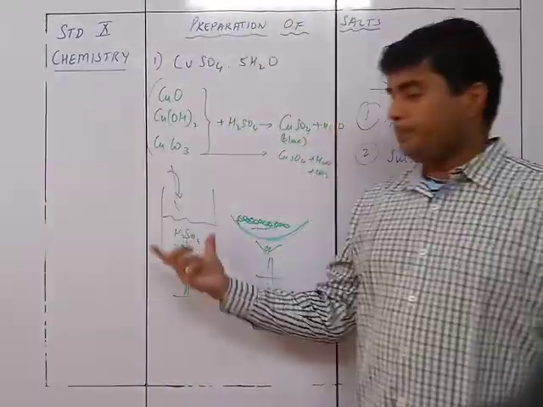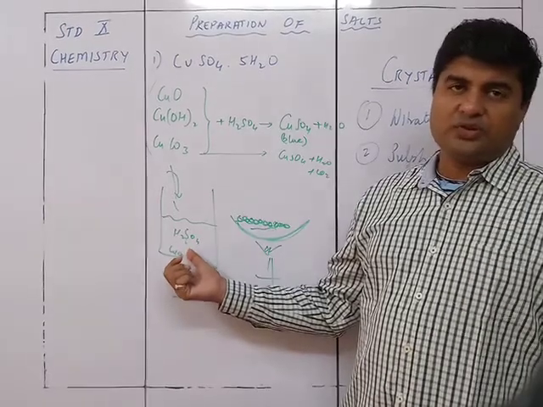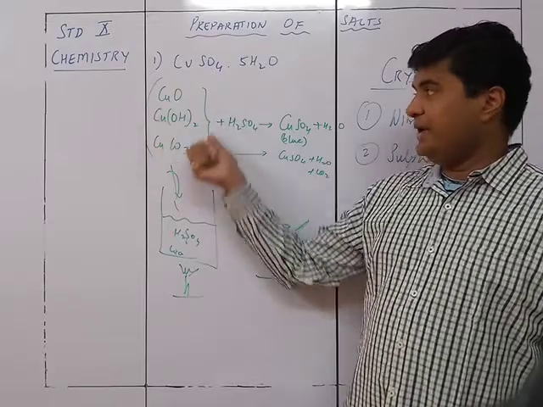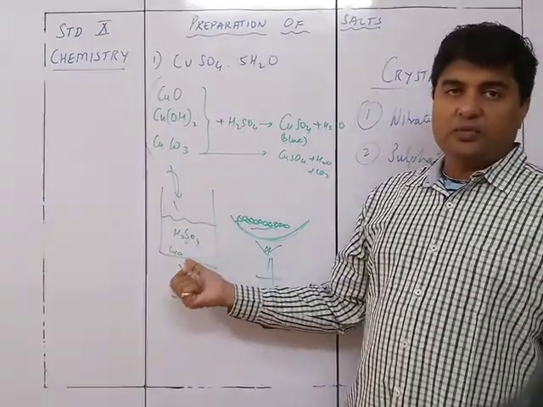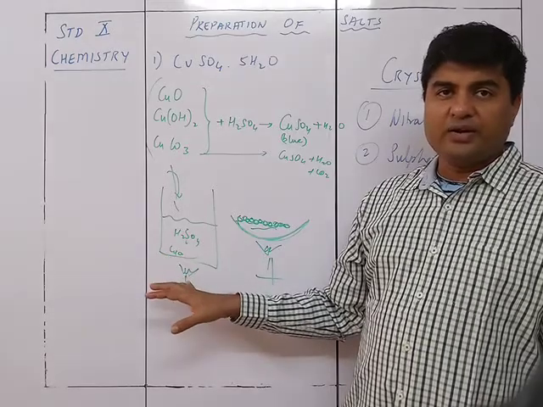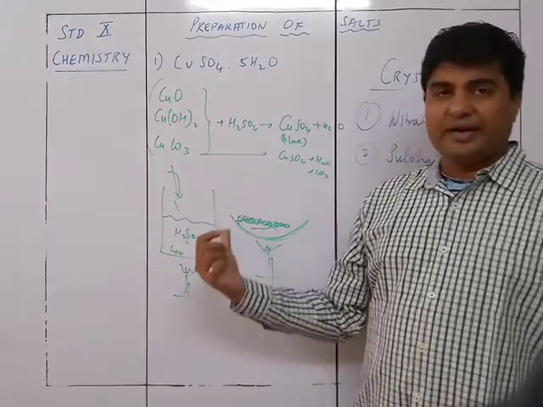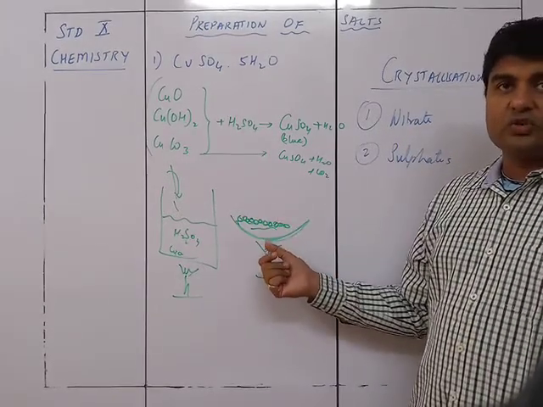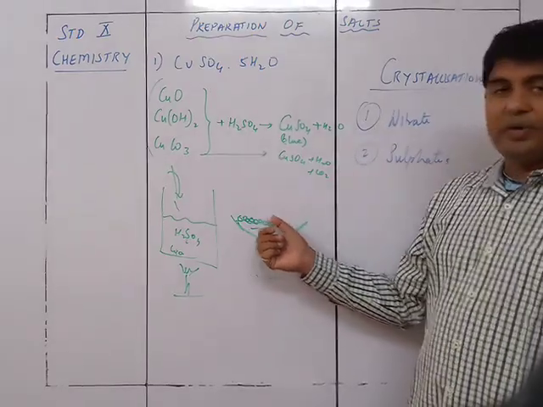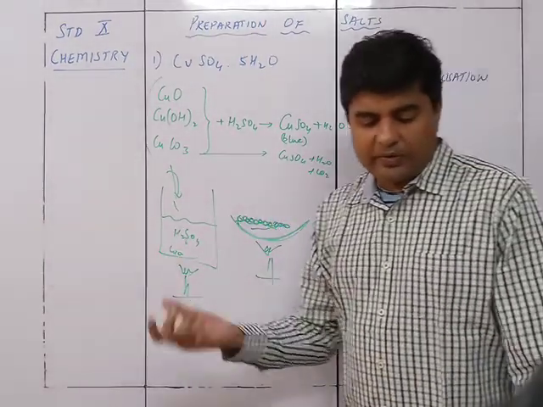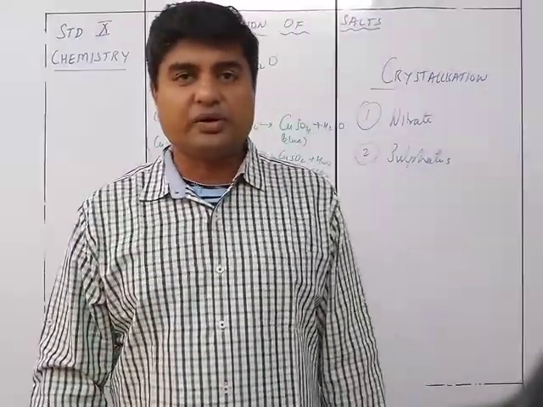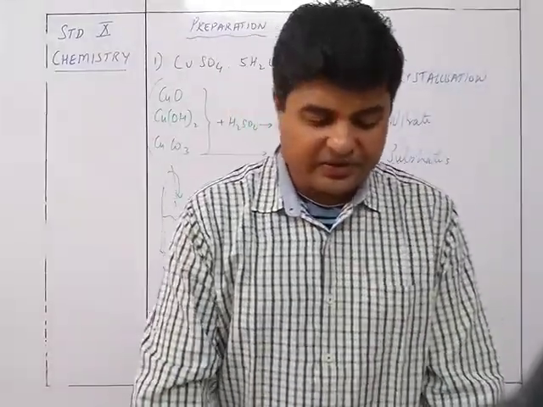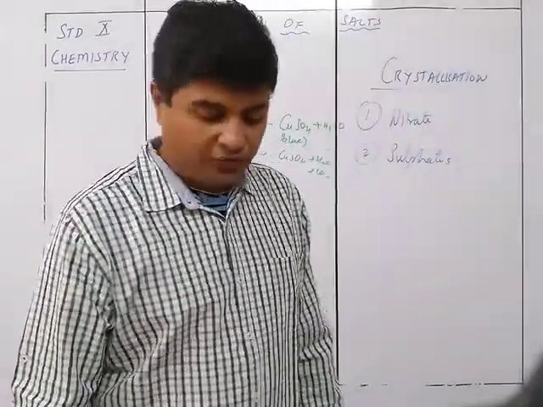So very simple. In a beaker you take H2SO4, a dilute H2SO4, and you add any of these three inside it. Stir it with slow heating so that there is no residue left. Then you filter it out. After filtering, whatever remains you put in the evaporating dish. Start heating it so the water evaporates and you start getting crystals. You filter the crystals out and dry them to give you CuSO4.5H2O. That was the first method of preparation of the salt, CuSO4.